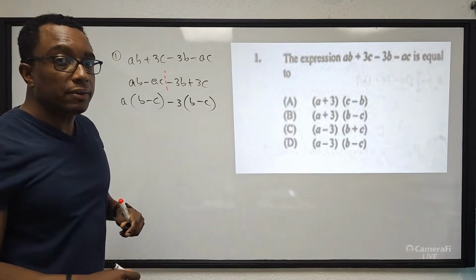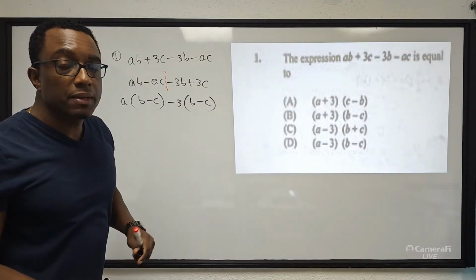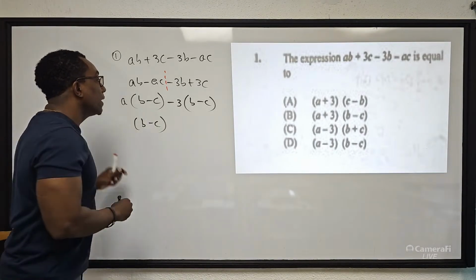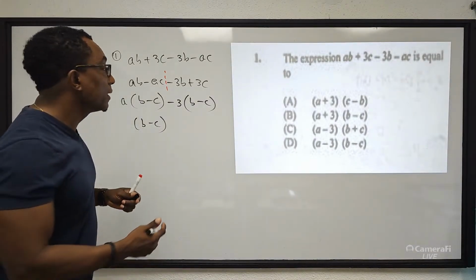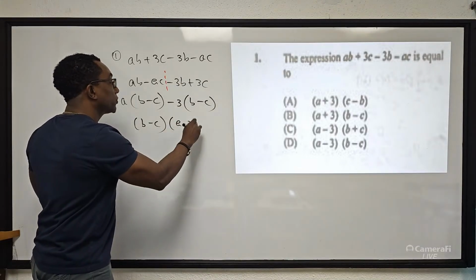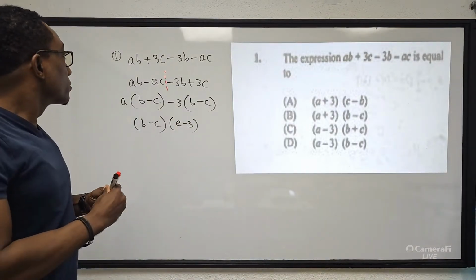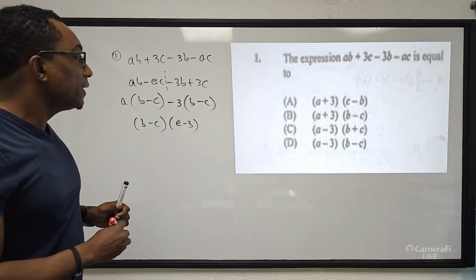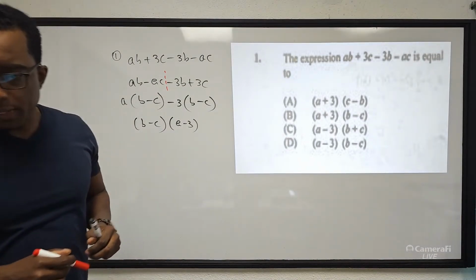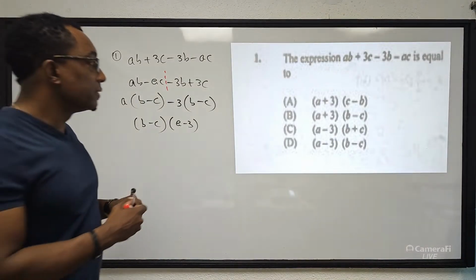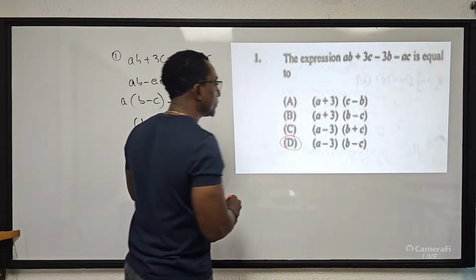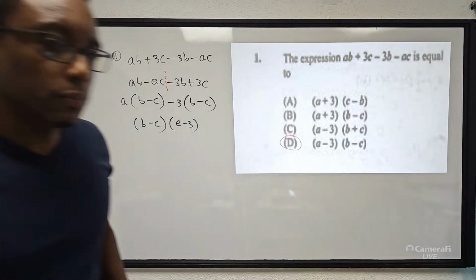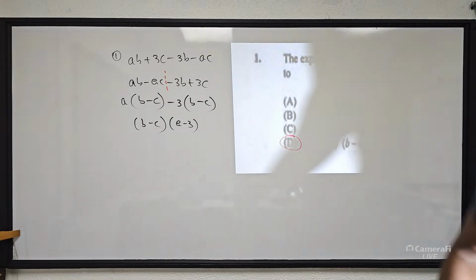I can further factorize because I recognize I have the same thing in brackets. So let me further factorize. So I put out B minus C as my common factor, and what remains, A minus 3, goes in the other bracket. So for question 1, it's B minus C and A minus 3. So for question 1, the answer there is D. So question 1, D. Let's move on to question 2.